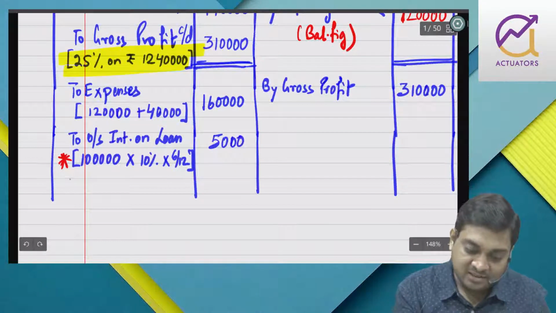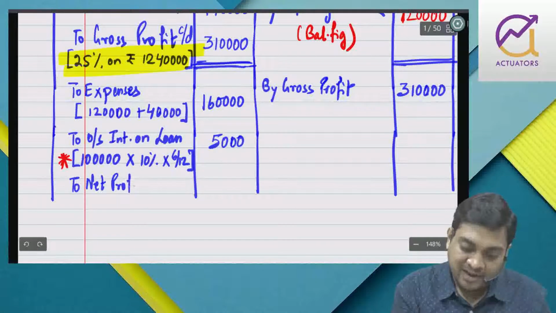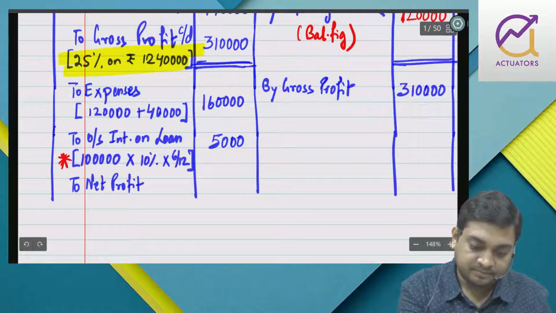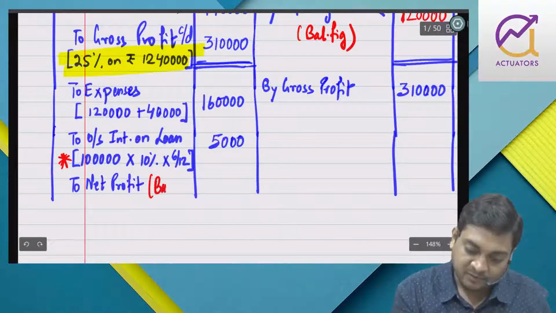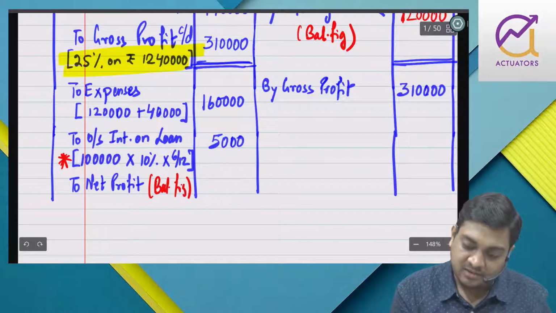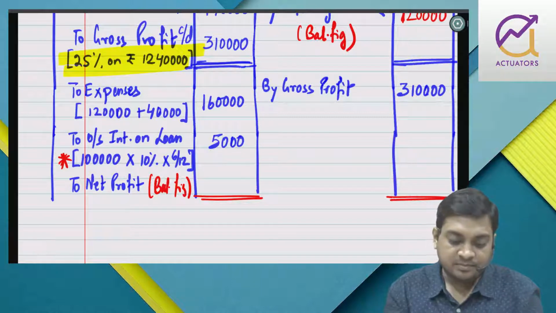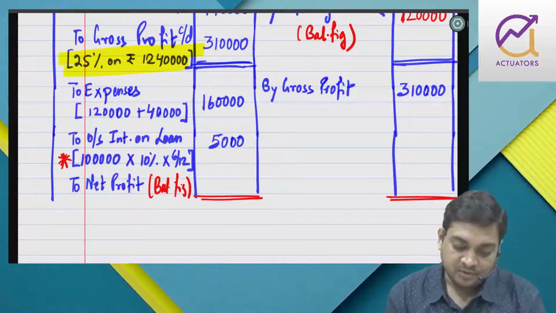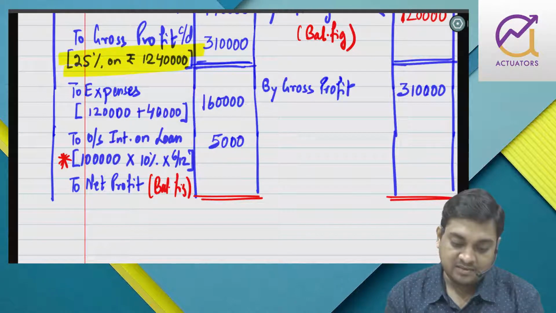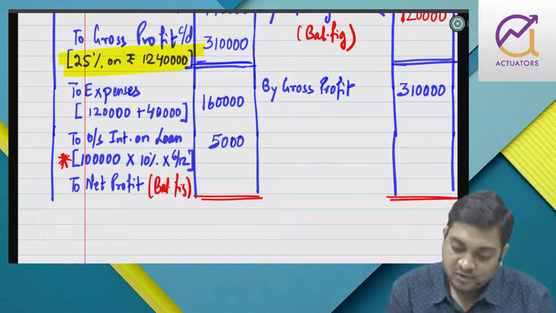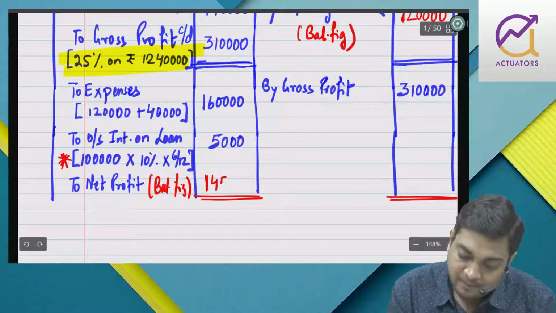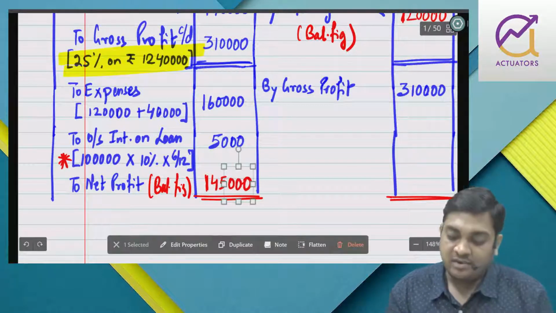So now I will get to net profit, the balancing figure. It is 3,10,000 minus 1,60,000 minus 5,000. So that comes to 1,45,000.